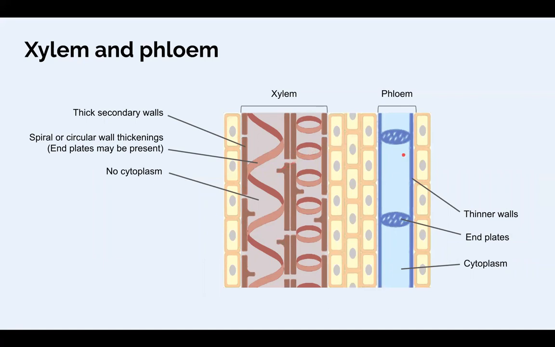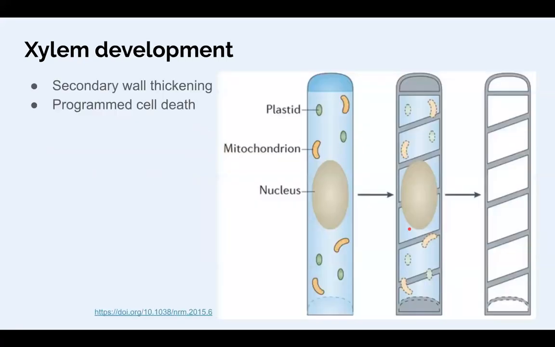The phloem, on the other hand, does have cytoplasm, and that's important for being able to control the direction of transport and how much sugar is dissolved into these, as we will see a little bit later.